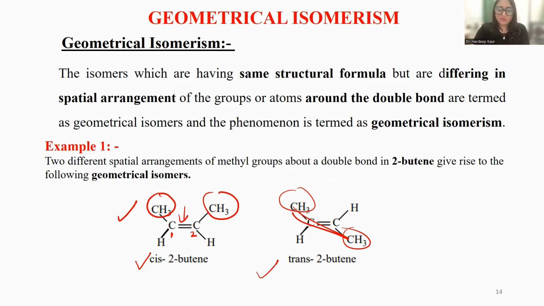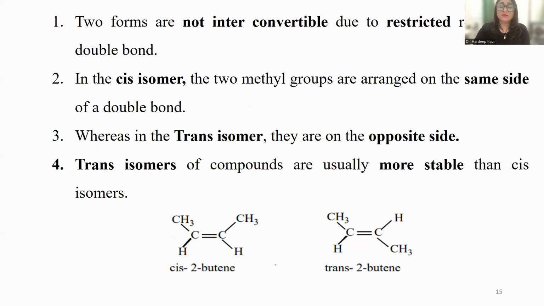Okay, so how can we say that they are cis and trans? According to whether they are on the same side, the same group, this is cis. If they are on a diagonal, then they are trans. These two are not interconvertible, due to the restriction that they can't be rotated themselves like this or this, because the double bond doesn't allow them to interconvert.